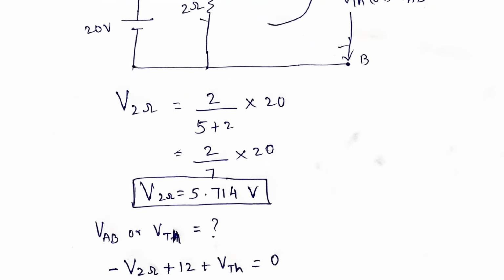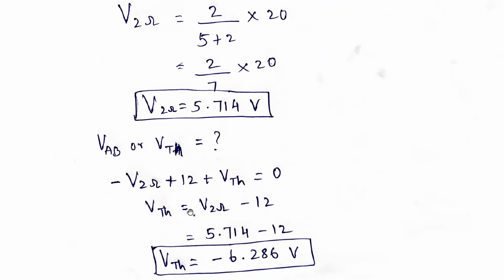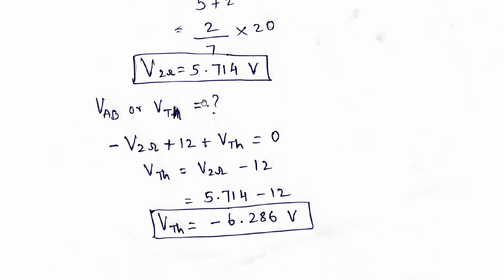So minus 2, minus 2 voltage across this 2 ohms. If you simplify this, VTH, if you take this side and this side, means VTH is equal to V2 ohms minus 12. V2 ohms is what we already calculated, that is 5.714 minus 12. So VTH is minus 6.286 volts.